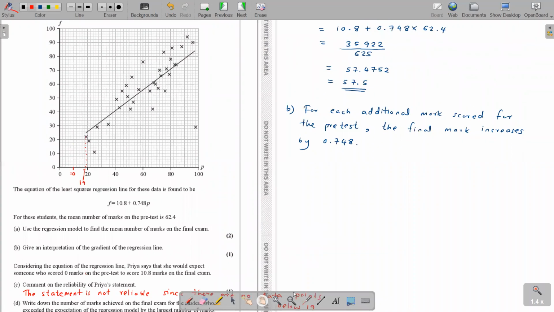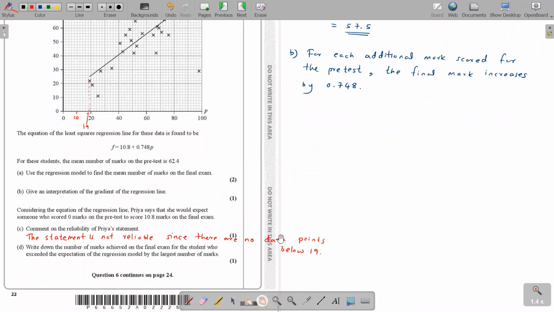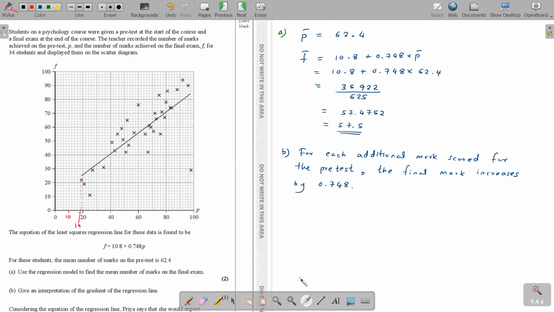So basically now the regression model gives you how the data should behave. For the pretest mark, they give you the predicted final mark. So they are asking, who is the student who exceeded? Exceeded means what? Did they score less or more? They scored more than what was predicted by the regression model. So the regression model tells you how much you will score for the final test, based on the pretest. They are asking you to look at these points and tell which one exceeded the most and by how many marks.